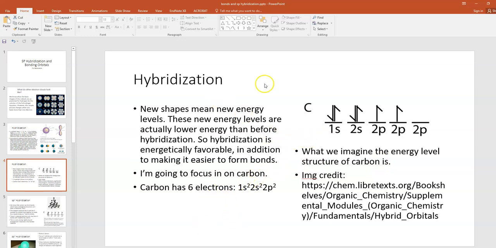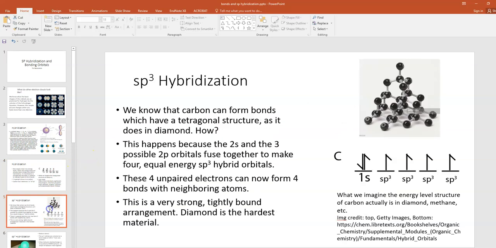But carbon especially likes to undergo sp hybridization, which means that the s orbitals and the p orbitals are going to overlap. When they overlap, they make new funny shapes, and those new shapes mean new energy levels. It turns out that those new energy levels are actually lower in energy than before hybridization, and so hybridization is energetically favorable. It also makes it easier to form bonds because it forms the big lobe and little lobe, and the big lobe points towards the other atom, right? There are different kinds of hybridization that carbon can undergo depending upon what kind of bond it's forming.